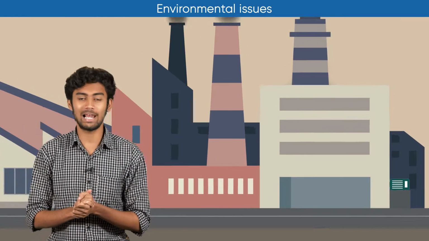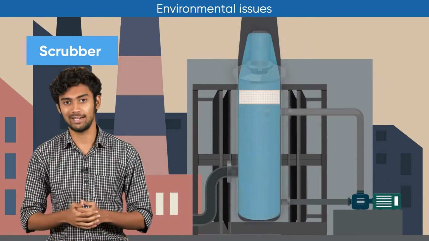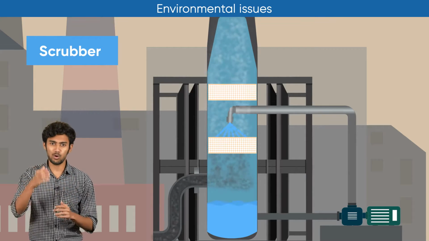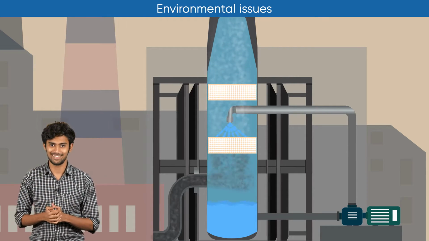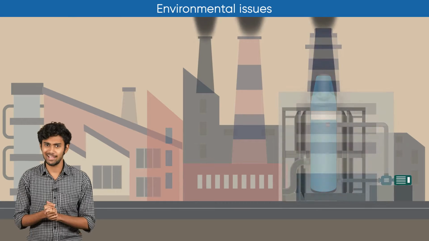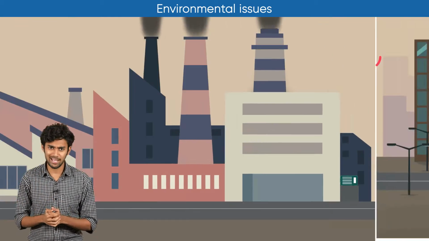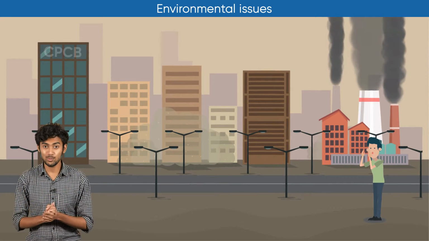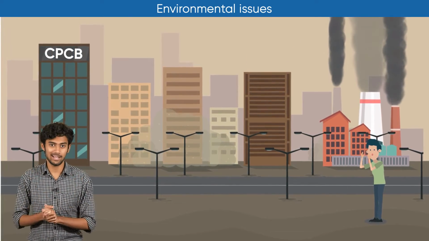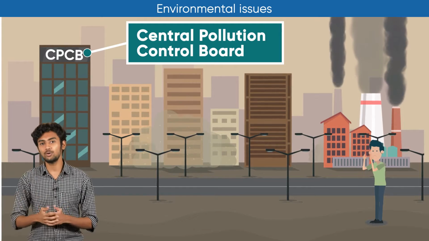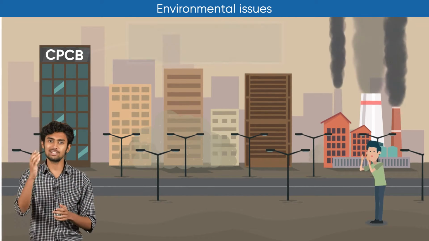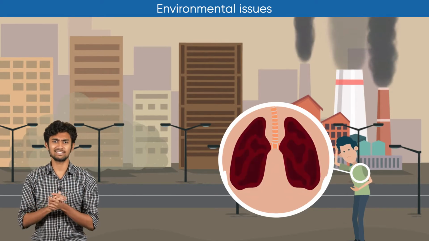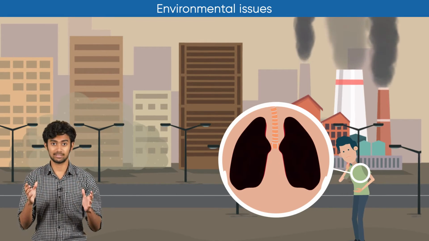Scrubber is used to eliminate gases like sulfur dioxide or SO2. In a scrubber, the exhaust is passed through water sprayed with lime. The danger of air pollutants is that the particulates are very small so that they cannot be separated by the precipitators. According to the Central Pollution Control Board (CPCB), particulates of size 2.5 micrometer or less in diameter adversely affect the lungs. This may cause respiratory symptoms, irritation, and may even lead to premature death.